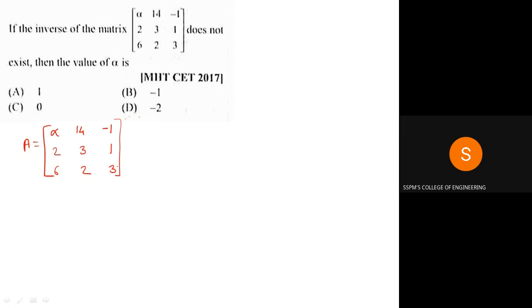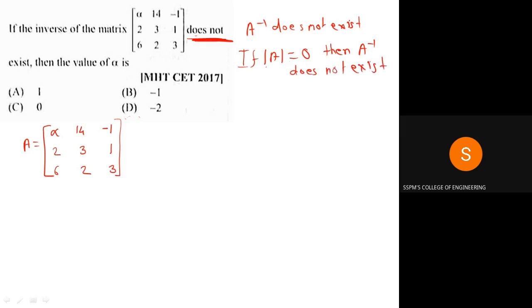Okay. So what have they said? They have said that if the inverse of the matrix does not exist, then what is the value of alpha? So they have said that the inverse of this matrix, A inverse, does not exist. And we have already seen that if the determinant of A is equal to 0, then A inverse does not exist. Okay. What is the condition? If the determinant is equal to 0, so we will take the determinant to be 0 and solve this.